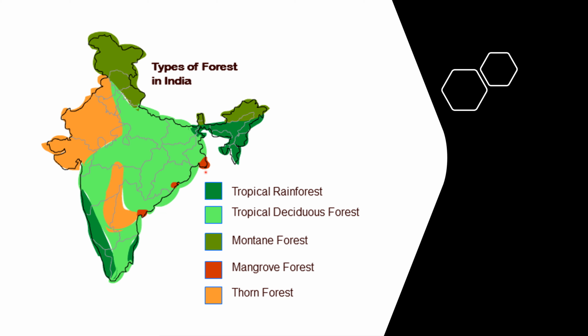The mangroves are confined to the areas where the rivers meet the sea. And the thorn forests are found basically in those areas where there is very scanty rainfall. So we can say that forests depend upon rainfall, and different types of forests are found depending upon the type of rainfall and the type of temperature they are experiencing.